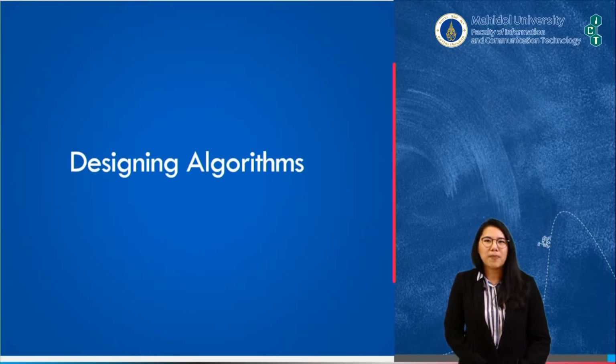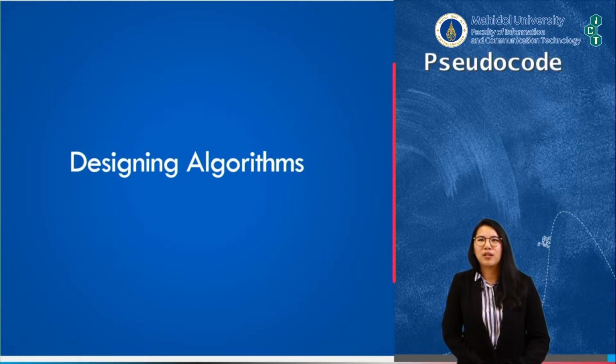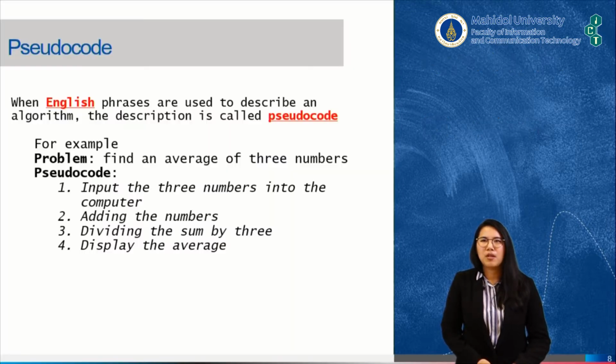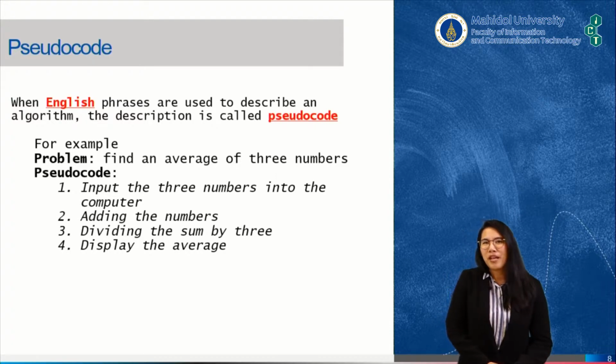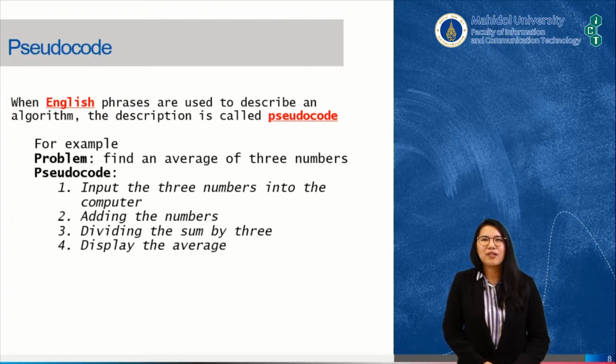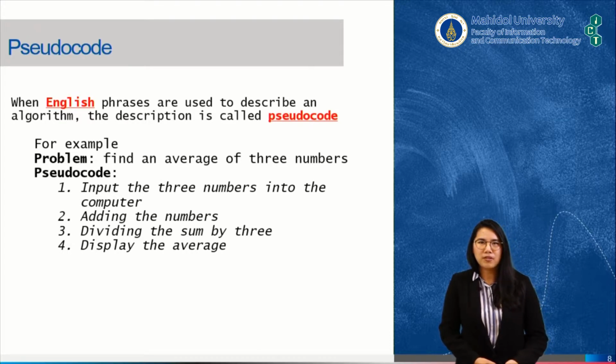Okay, so let's talk about designing algorithms. We're going to use pseudocode as the form to design algorithms and also the flowchart to see the flow. So you can choose between the two of them to design your algorithms. The first one we're going to use is pseudocode. Pseudocode is the English phrases that we use to describe an algorithm. For example, if you want to find the average of three numbers, there are four steps here.